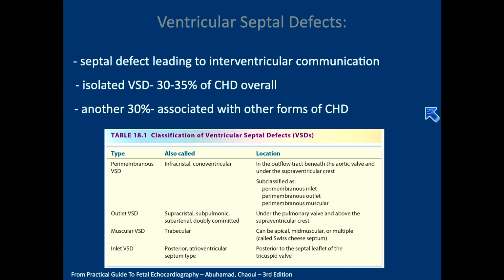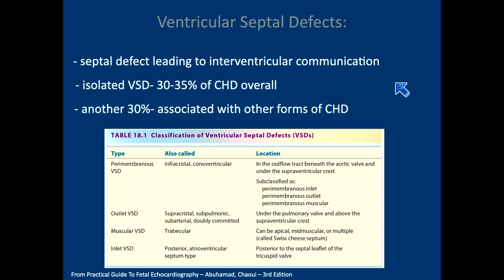VSDs are, I don't want to say the bane of my existence because I love finding them, but they're a lot more common than you ever thought you would find if you start to use all of the techniques that Elena mentioned and Tracy mentioned, using your angle of insonation to pick up flow across a ventricular septum and optimizing your color flows. It's one of those things that you will learn to pick up and have a lot more confidence with. So it's a septal defect leading to some interventricular communication.